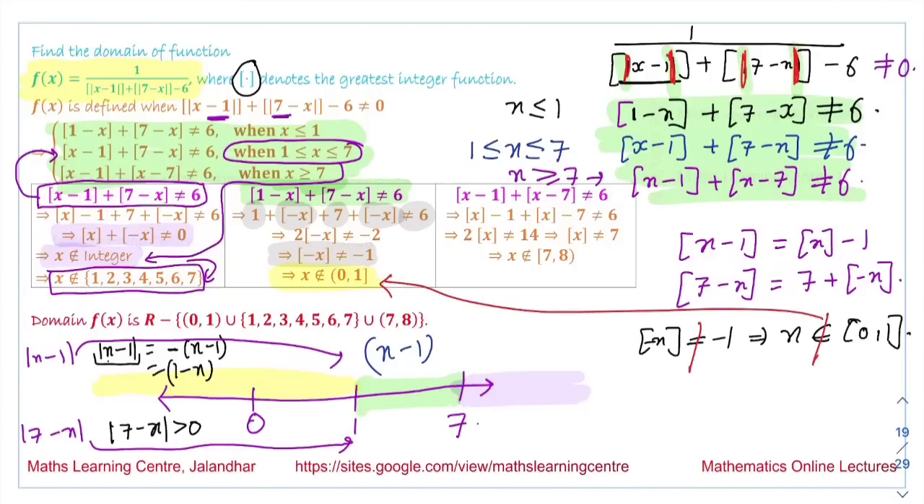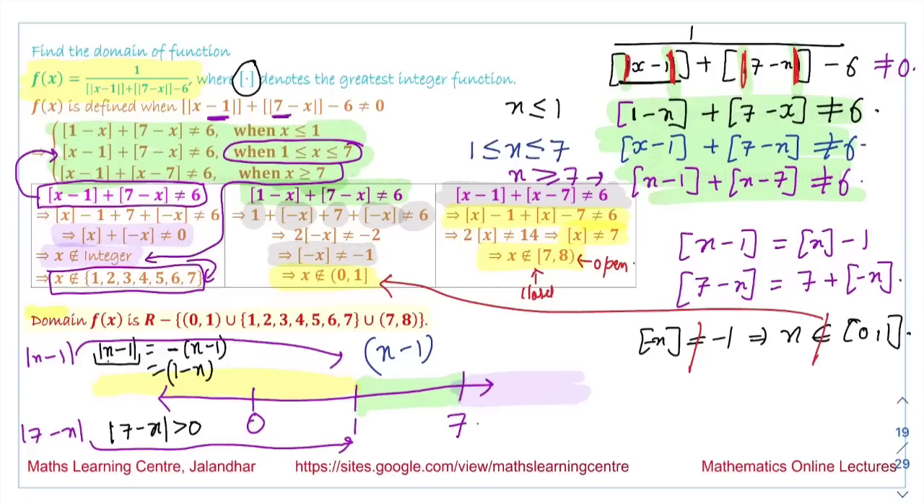Similarly, for the third case we have solved over here, you can look at this solution and try on your own. We are saying it is greatest integer of x minus 1 plus greatest integer of x minus 7 is not equal to 6. Separating these terms, we will get greatest integer of x is not equal to 7. So x does not belong to 7 comma 8, and this interval is closed from this side and open from this side.